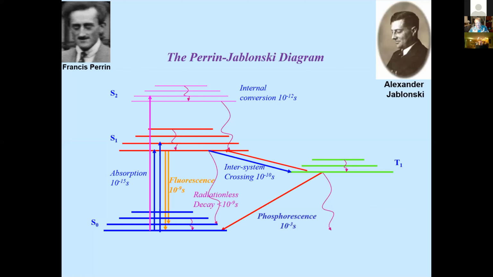In some cases, you can have intersystem crossing to go over to a triplet state, which can lead to phosphorescence. We're not going to worry about that here. And what's very important for many of the lectures in this course, you can also deactivate the excited state by passing the energy to another molecule, an acceptor, in the process of Förster resonance energy transfer, which you'll learn a lot about.